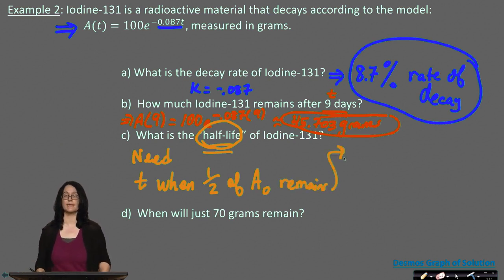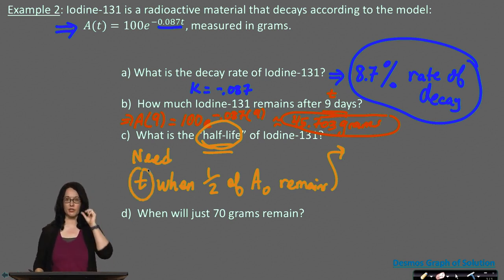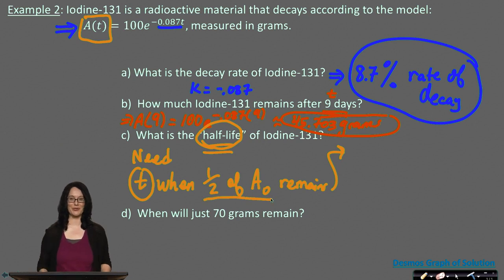So how would I set this up? If I need to find T, the time it takes for half of the original amount A sub 0 to remain, well, that would mean that the remaining amount, A of T, in my model is half of the original amount, right? So I could write on the left side, half or 0.5 of means multiply the original amount. That should be my remainder, right? That should be the amount that's left after the time, after the half-life. Equals my 100, my initial amount.